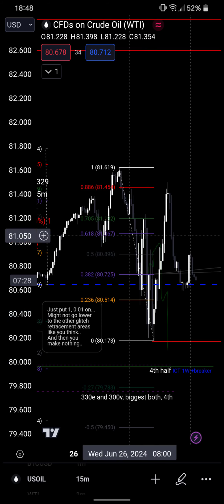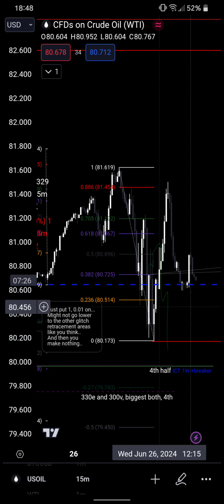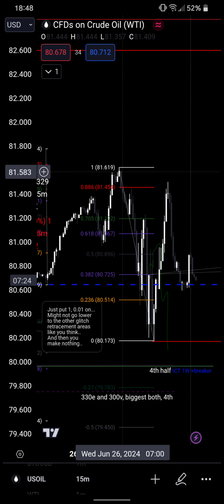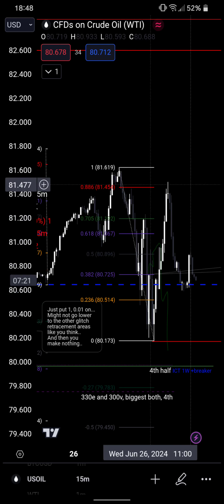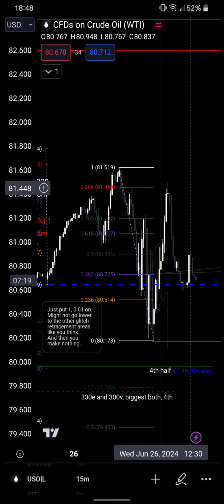I'm like, okay, if I think the draw on liquidity is down here, then why don't I just put the Fibonacci on the most recent swing high and swing low and see if it respects the 88.6? It's respecting it here on the 15-minute and on the 30-minute.